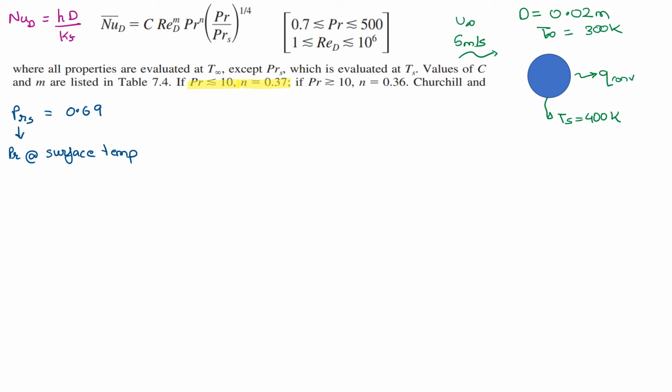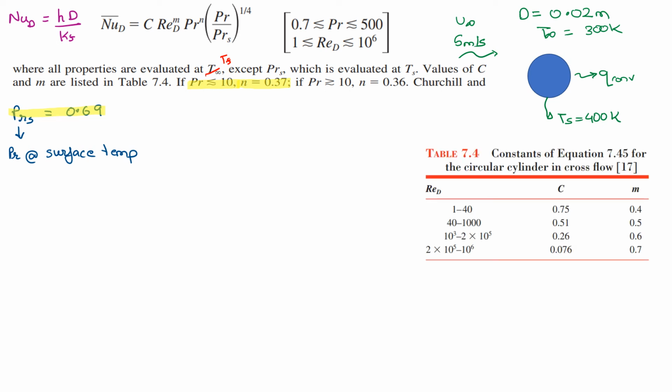Okay, so our Prandtl number from the previous table that we looked at, table 8.4, at the surface temperature of 400 is 0.69. And although it says that all properties are calculated at T infinity, we have actually calculated these properties at film temperature Tf, which is a better way of approximating things.